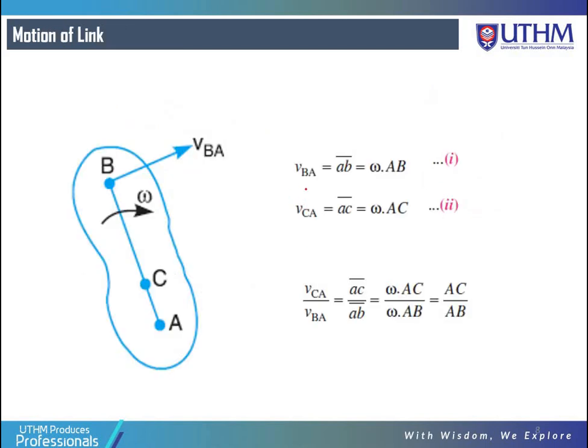This is the motion of a link. This actually comes from the simple equation where V is equal to R omega. This is R, this is omega. So this is a simple equation as it is.